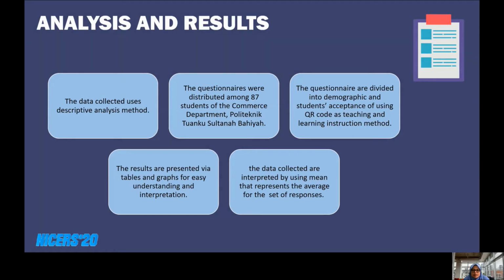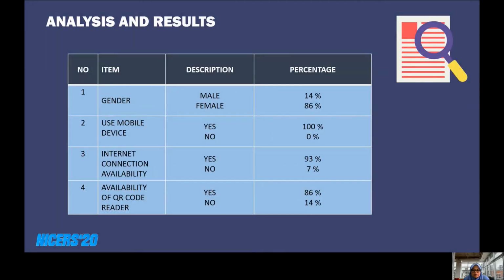The data collected are interpreted by using mean, which represents the average for the set of respondents. The respondents are 40% male and 86% female. 100% of respondents use mobile devices. 93% of students have an internet connection. Only 7% of students do not have an internet connection. 86% of students have a QR code reader. Another 40% do not have a QR code reader.